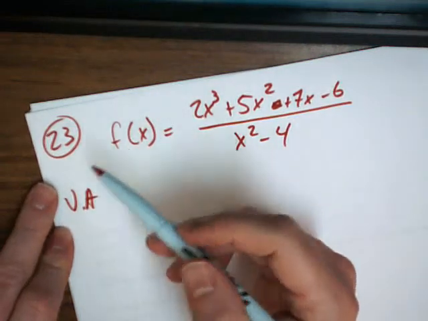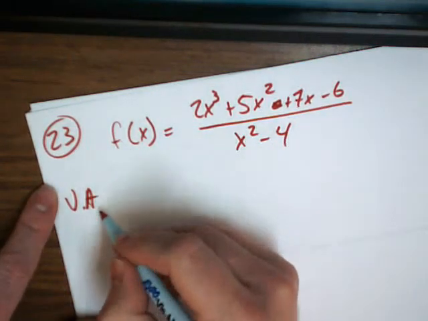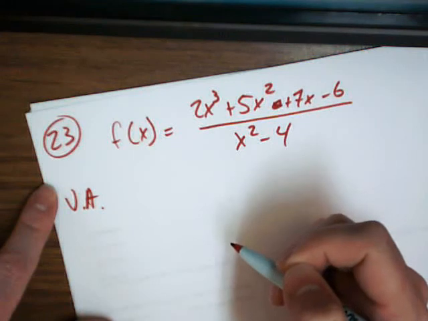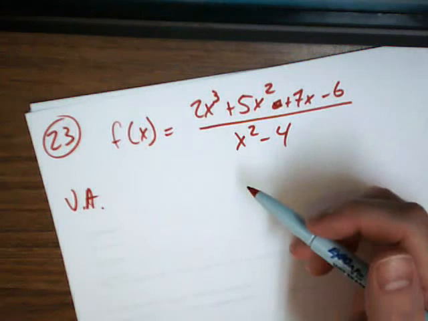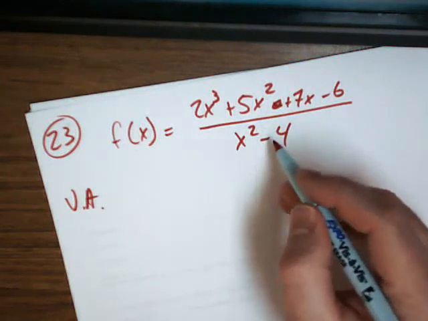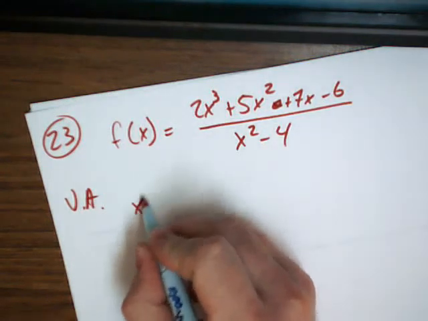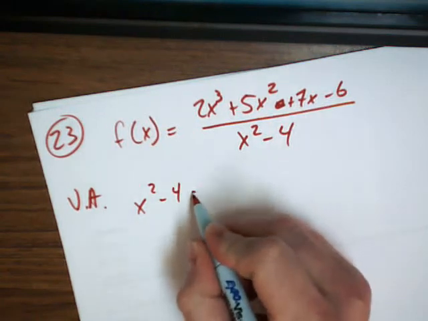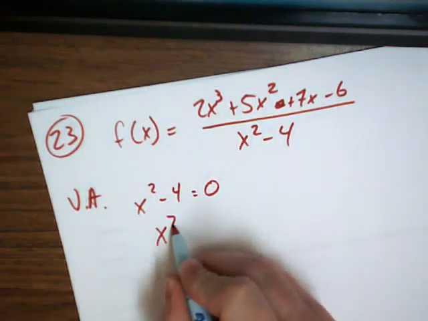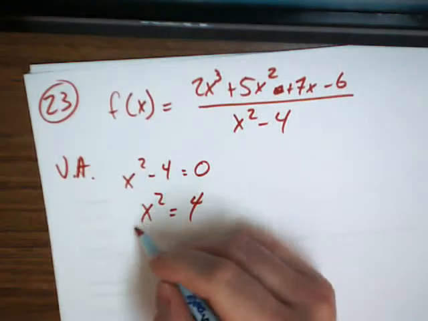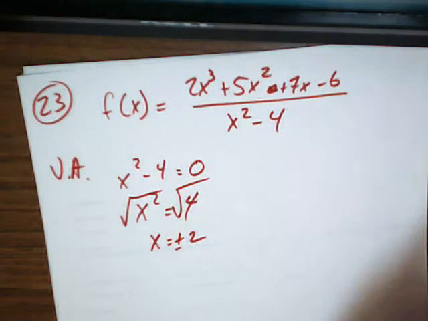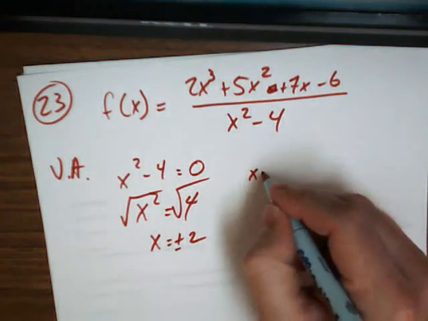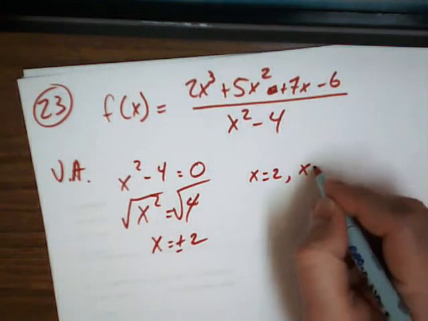So it asks, 23 asks for the vertical asymptotes first, right? And you want to find vertical asymptotes, you worry about where the bottom is equal to 0. So we take a square root, plus minus 2. You get 2 of them. So you've got x equals 2, x equals negative 2.